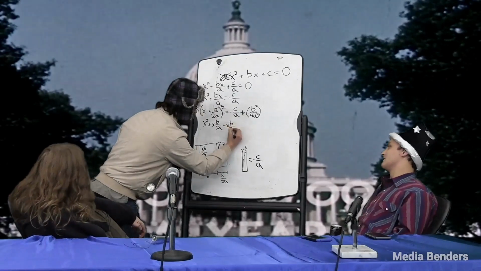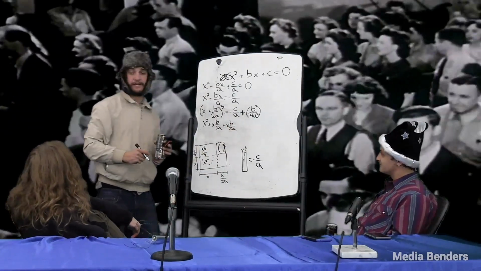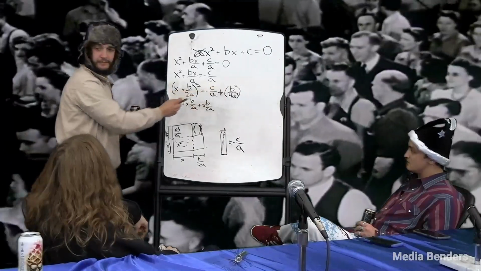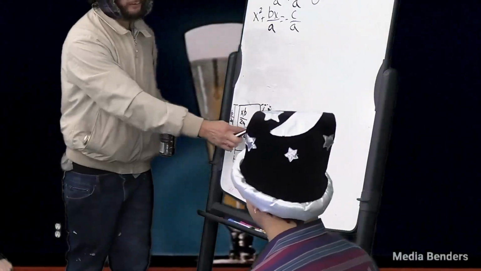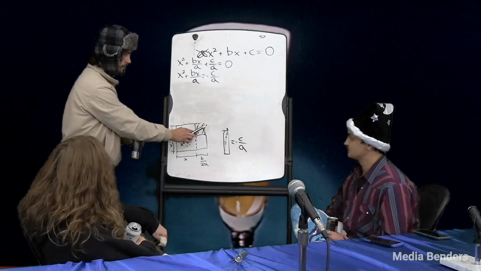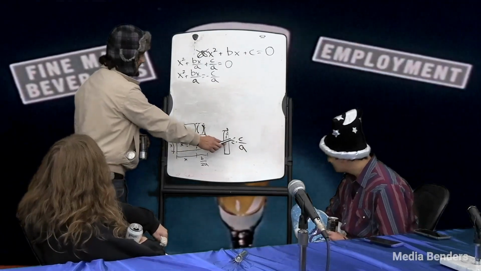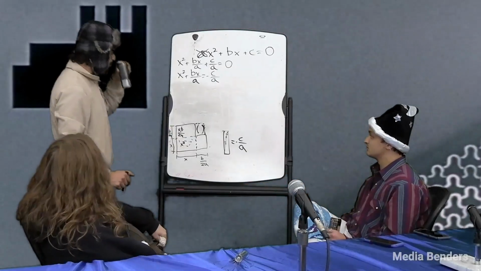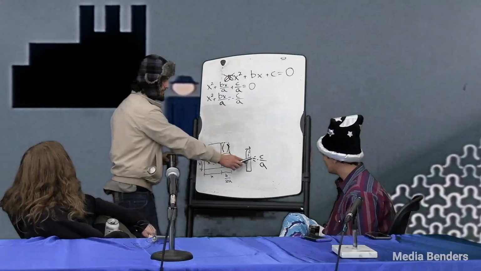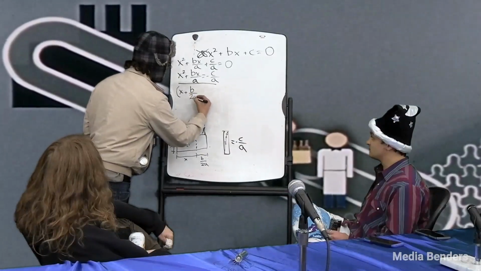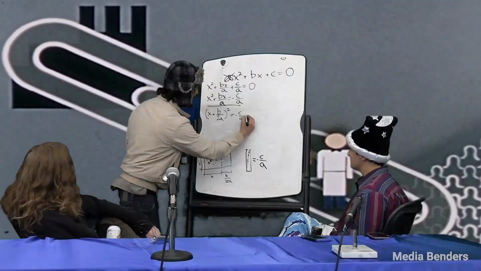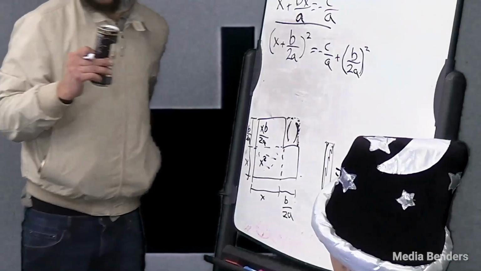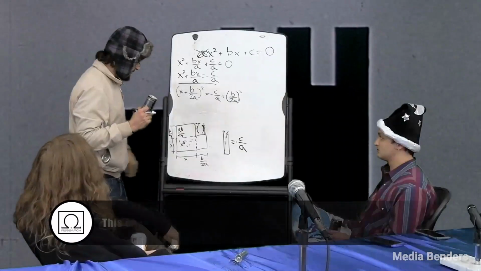How did you get from step 3 to 4? That's what I'm explaining right now. What you'll see is that this term magically appears. There's a square, but it's missing a piece, and then that whole square equals that. And this is our geometric representation of that. This equals that. X plus b over 2a squared equals that.